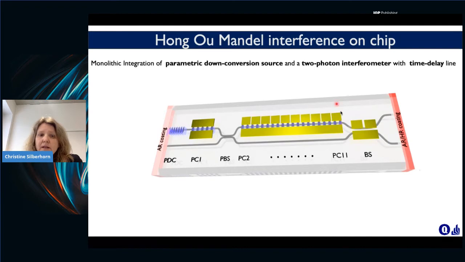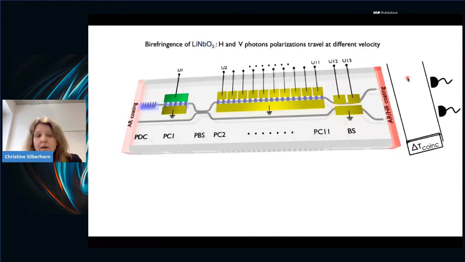Well, you include a parametric down conversion source, a two-photon interferometer, and a variable delay line. And this is how we did it. So here you find the device. We pump a PDC, we generate two photons, horizontal and vertical polarization. We switch the polarization. We have a polarizing beam splitter which separates the two photons. And then we have another segmented polarizing beam splitter, and at the end, a tunable 50-50 beam splitter.